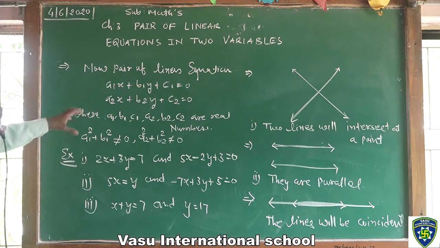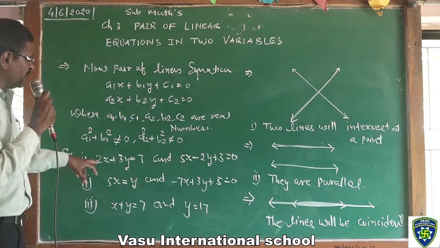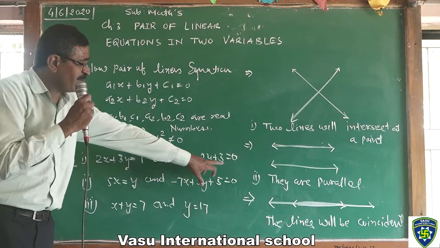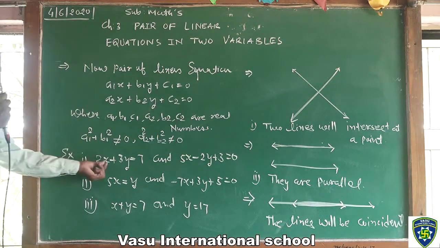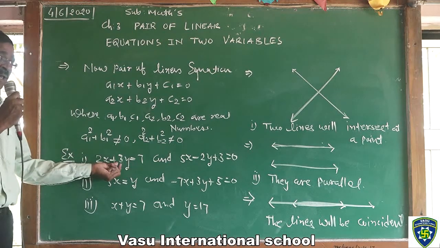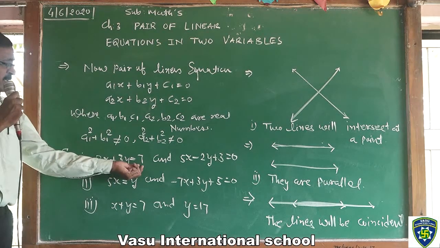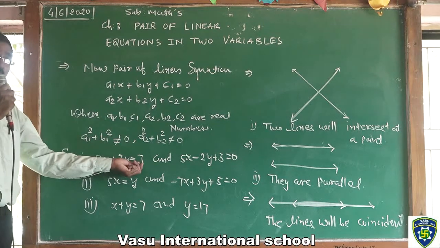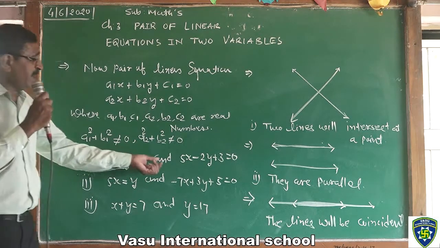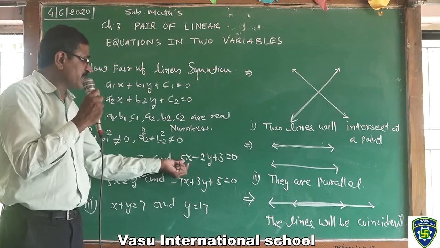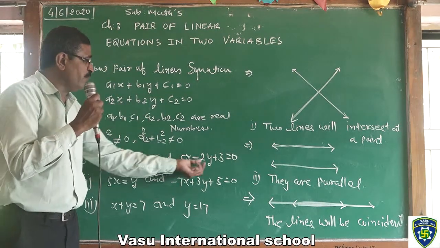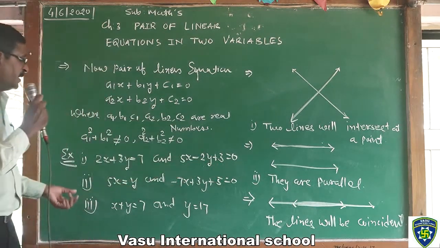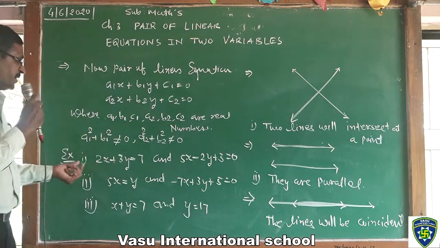Clear? Some examples of a pair of linear equations in two variables. Look here: 2x plus 3y equals 7 and 5x minus 2y plus 3 equals 0. The coefficient of x is 2, the coefficient of y is 3, and the constant term c1 equals minus 7. In the second equation, the coefficient of x, that means a2, is 5, b2 is minus 2, and c2 is 3. Clear? This is a pair of linear equations in two variables.